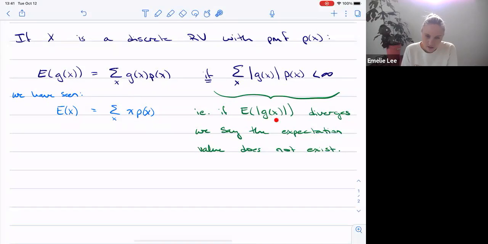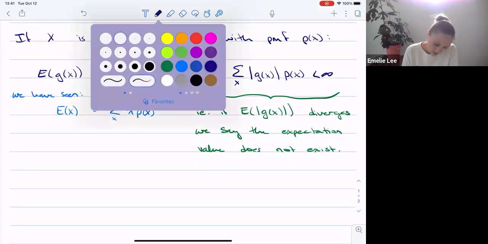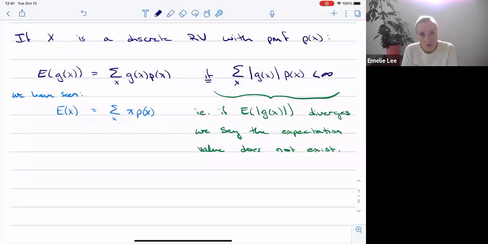So if the expected value of the absolute value diverges, so it is not less than infinity, then we say that this expectation doesn't exist. Okay, so that can happen, and that's going to be a concern for us. So of course we can talk about the discrete situation, so that's the sum, or we have a continuous situation where we're going to be looking at the integral.